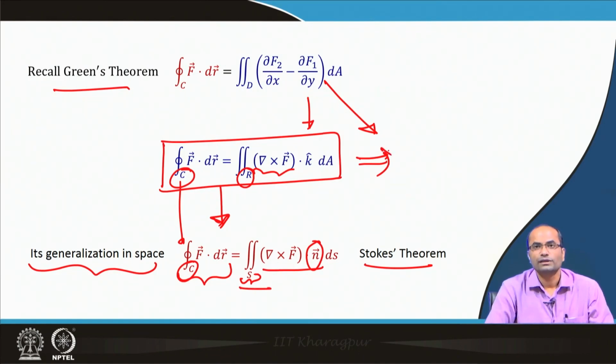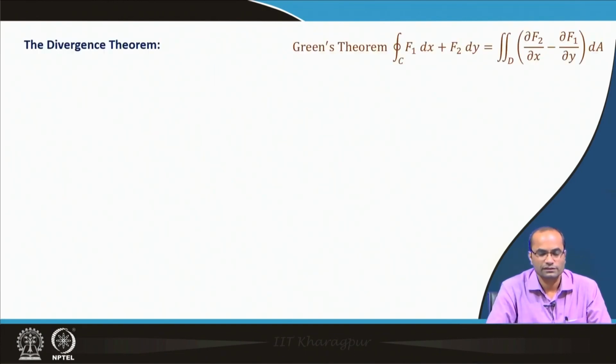Now, the extension we are talking about in this lecture is that the curve integral will become a surface integral in 3 dimensions, and the region which was the surface in Stokes theorem will become a volume integral. So, that is another generalization or extension of Green's theorem, which we will study today, the so-called divergence theorem. So, let us discuss the divergence theorem.